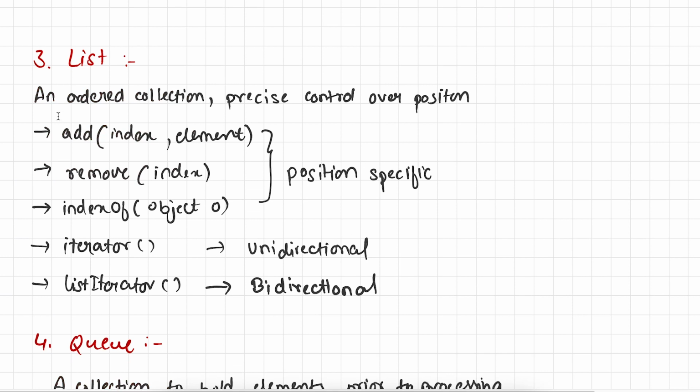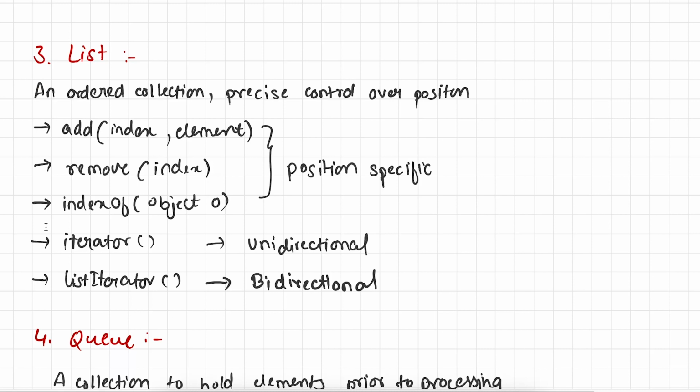These are add, remove and indexOf. The add function is used to add a specific element at a specific position. The remove method is used to remove elements from a specific position, and similarly the indexOf method is used to find the index of a specific object. So you can see that all the position-specific methods are present in the list interface.